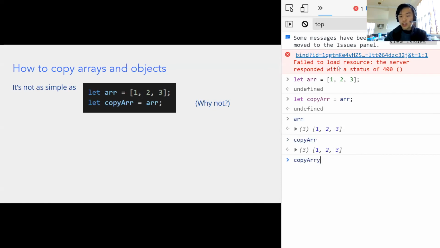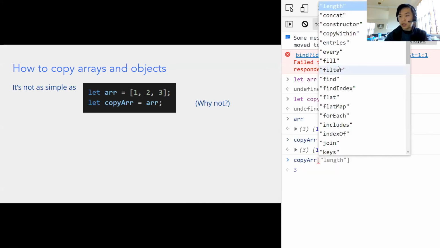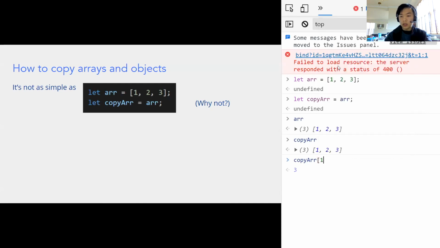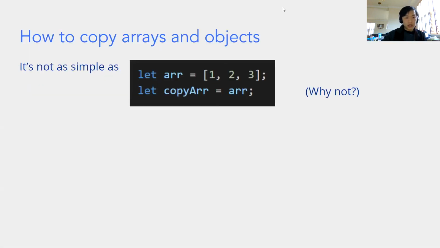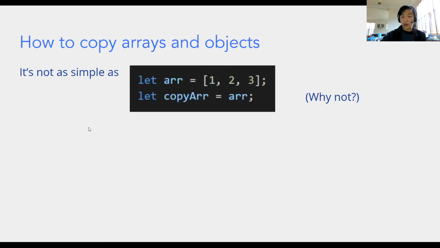Now let's say we want to change something about the copied array. Let's say we want to change its second value, index 1, to something random like 10. Copy array is now 1, 10, 3. Great. But array is also 1, 10, 3. That's maybe not what you want. They should be separate arrays. So what happened? A lot of people in the chat already described it correctly, described what would happen.